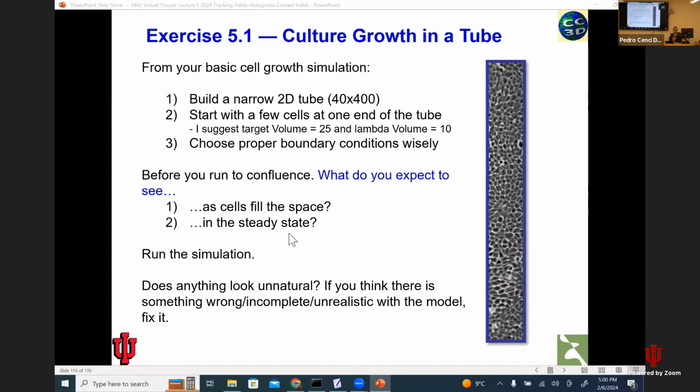Are you able to run the simulation and see what happens? No, I'm still trying to set it up. Okay. You can share your screen and I guide you through it. Well, it's okay. I stopped sharing.